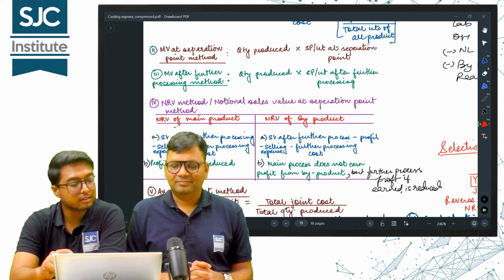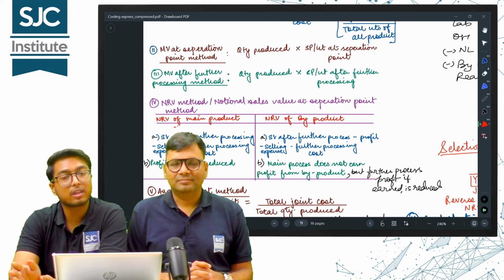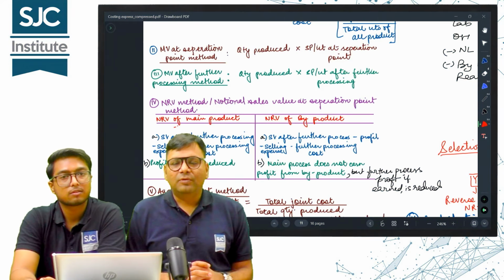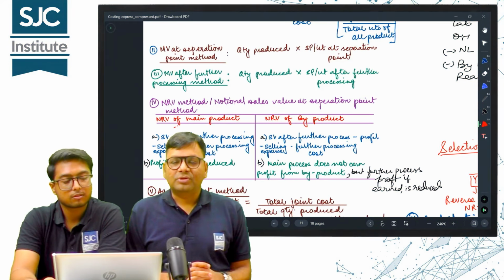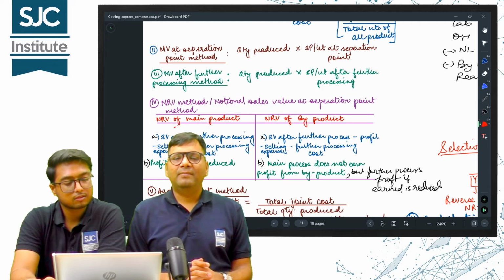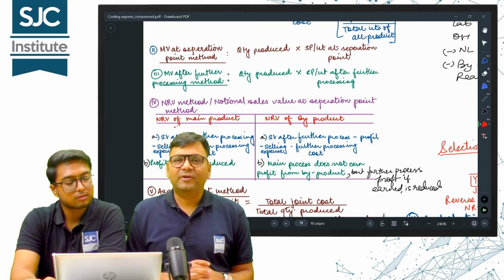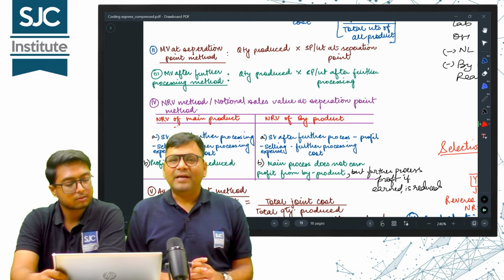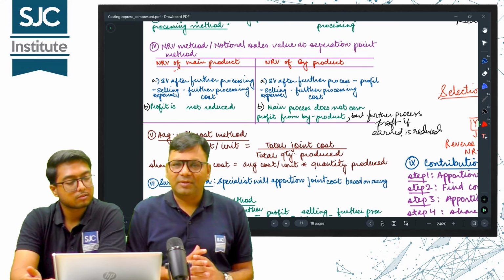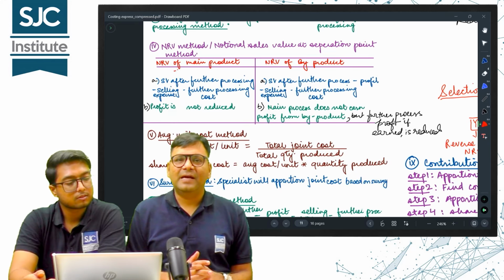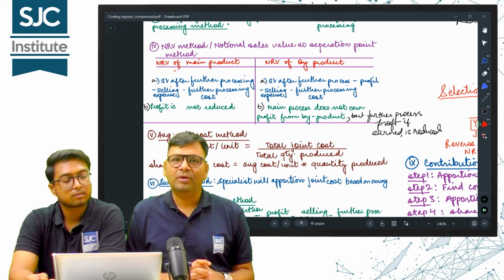Now moving on to the third, market value after further processing method. What is its formula? Here market value is equal to quantity produced after further processing multiplied by selling price per unit after further processing. So you will get the market value after further processing. It's also called as final sales value. Use its ratio to apportion the joint cost.